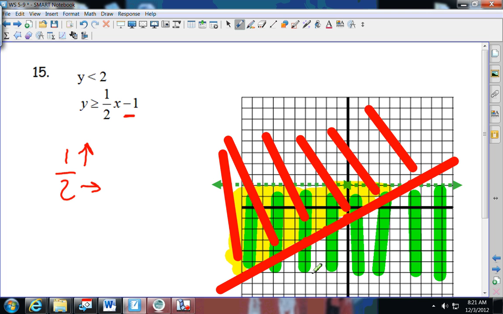Is it always going to be a triangle? No. It's just wherever the two sections intersect. It happens that the last two are triangles. Let's try one more.